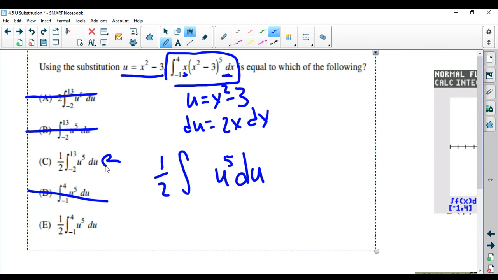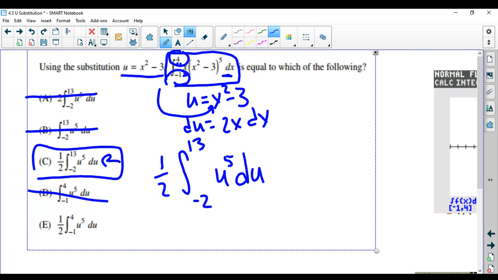The new lower limit, you plug in -1 to here to get u. So u is -1 squared, which is 1, minus 3, which is -2. The new upper limit, you plug that into u. So plug 4 into u, it'd be 4 squared, which is 16, minus 3, which is 13, which is exactly C, so that's your answer.